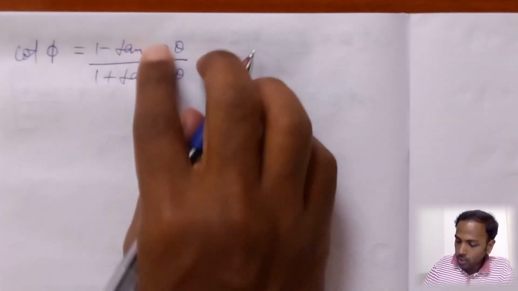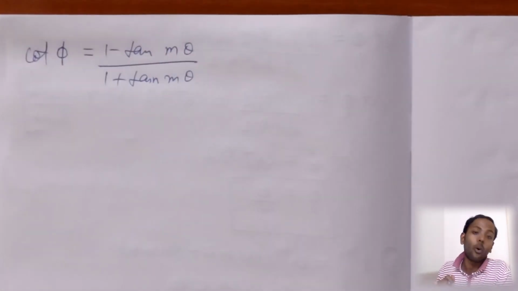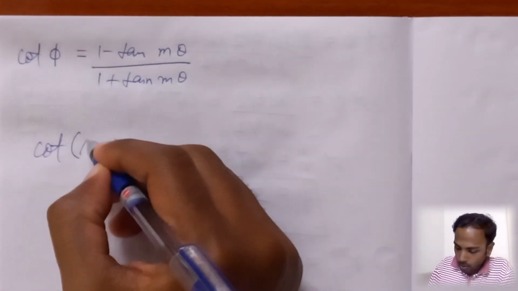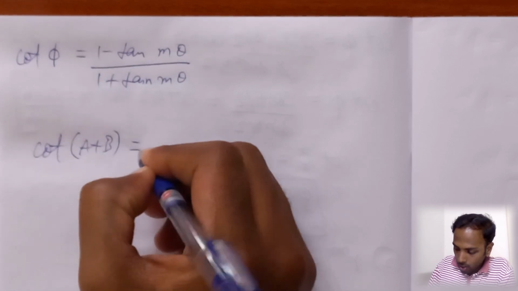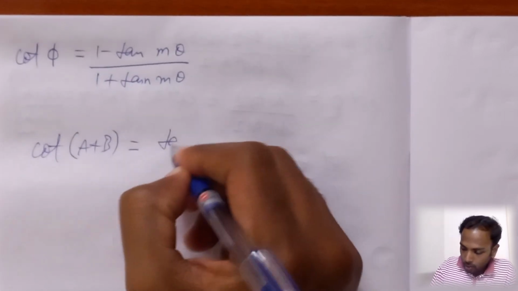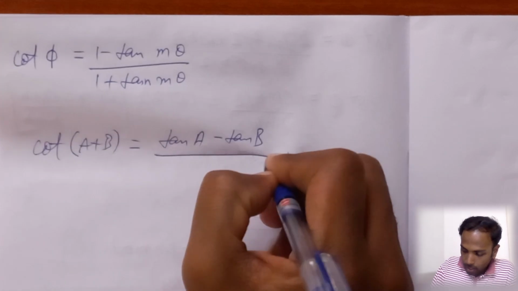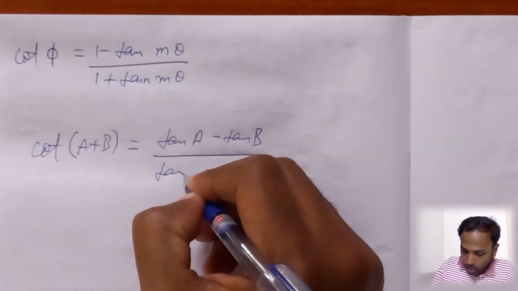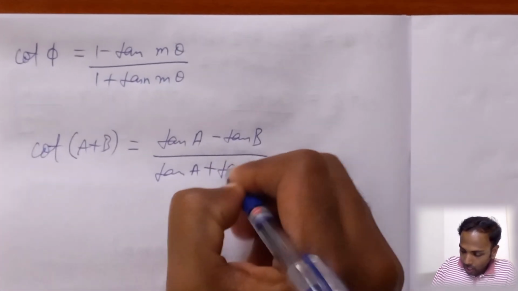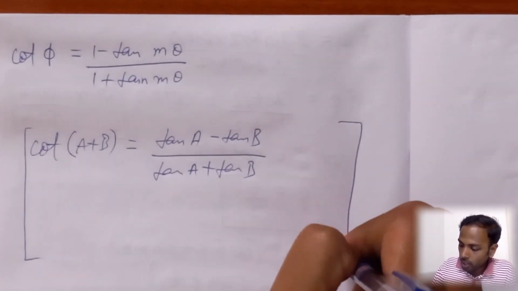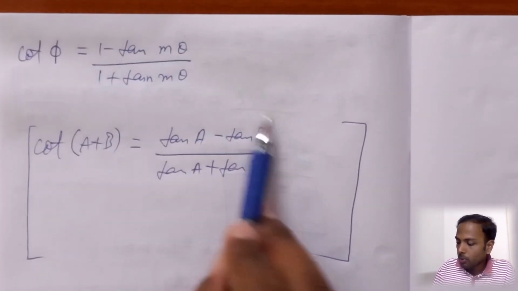Now if you observe this, this is a direct formula actually. What formula? I'll tell you. What is cot of a plus b? The cot of a plus b formula is tan a minus tan b by tan a plus tan b. This is the formula for cot of a plus b. Now, can you relate this somehow?